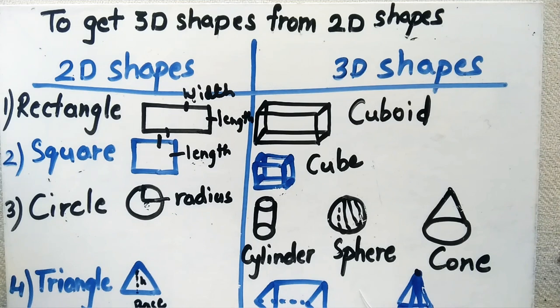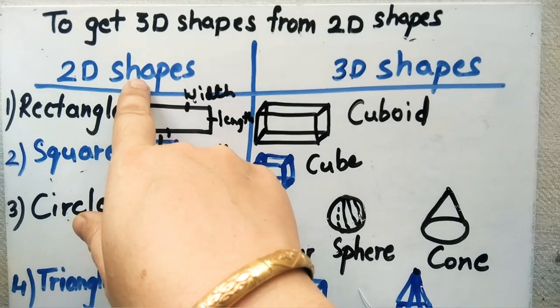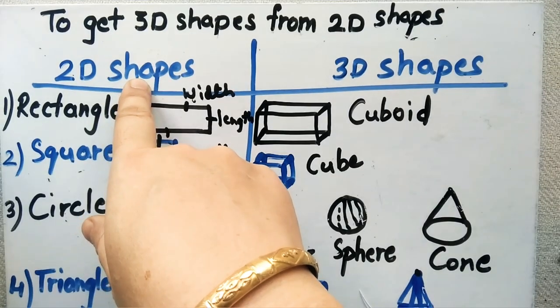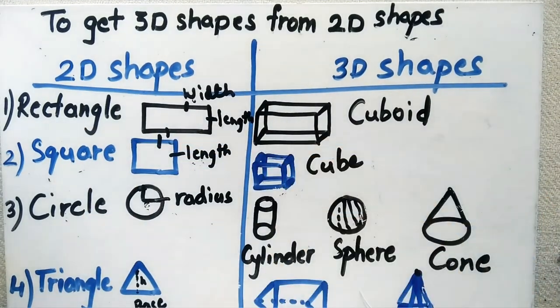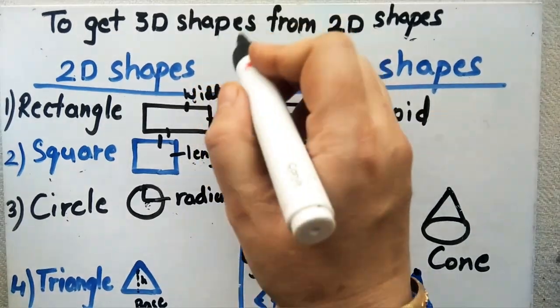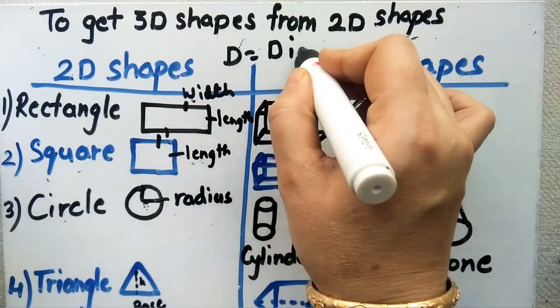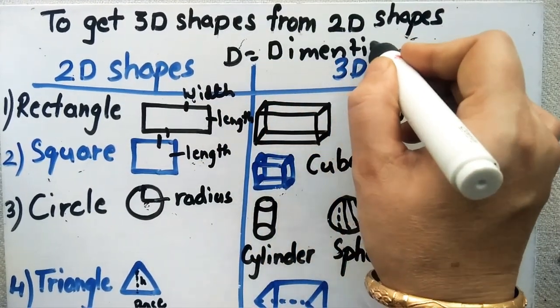Today we will see how we can get 3D shapes out of 2D shapes. On the screen I am showing you some basic 2D shapes and some basic 3D shapes. Why do we call a 2D shape a 2D shape? Here, D stands for dimension. Dimension is nothing else but measurement.